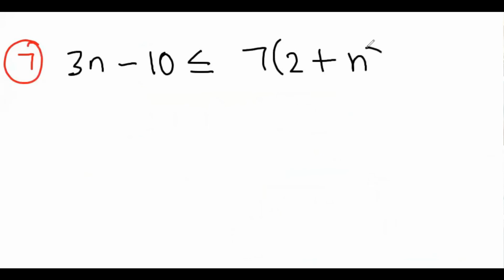Okay, we have 3n minus 10 is less than or equal to 7 times 2 plus n. Okay, can you guys go ahead and do that yourself real quick?